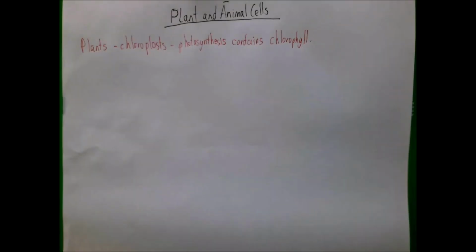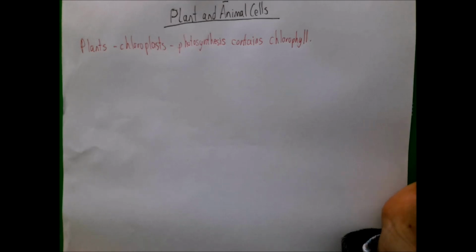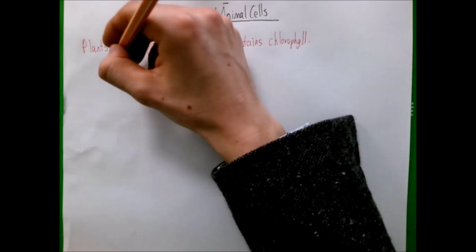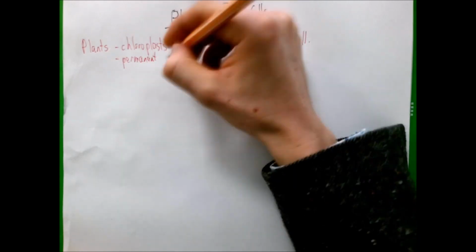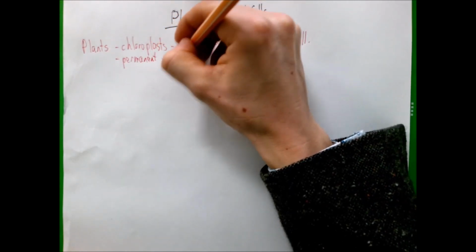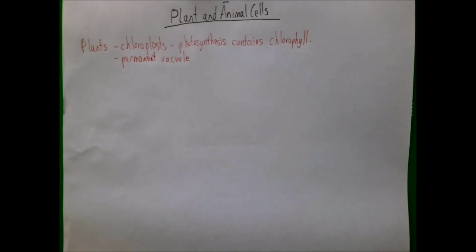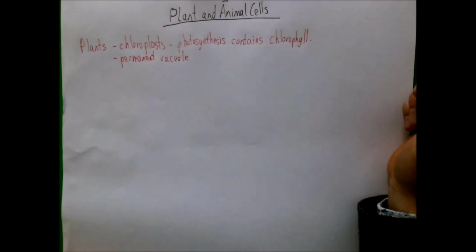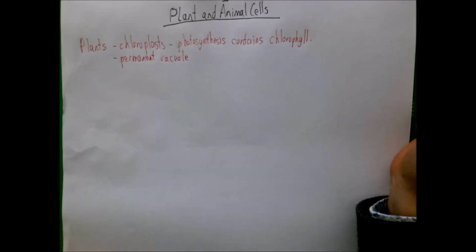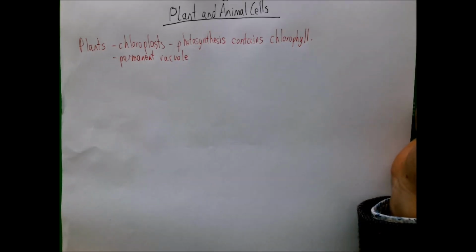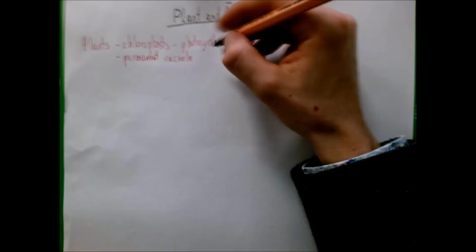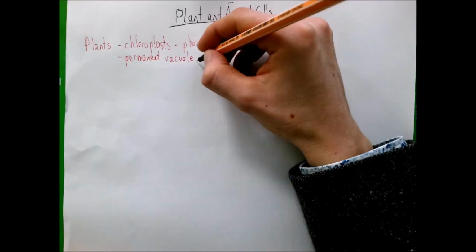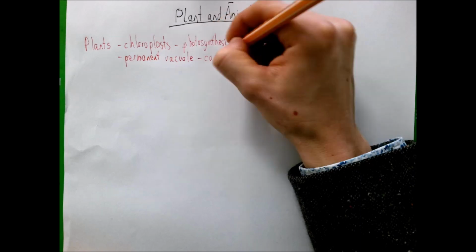Okay, so the next component, which is only found within plant cells, is the permanent vacuole. A permanent vacuole contains cell sap. That's a sugary solution within the plant cell, and during osmosis it's able to take in water or lose water into the cytoplasm, to help regulate the water potential of the cell. So the permanent vacuole contains cell sap, and that's its main function.